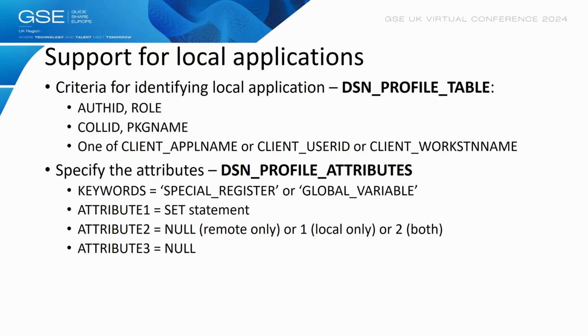The other table, DSN profile attributes, is a table which contains what you really want to do. So you can now have this keyword special register or global variable. In the column keyword, attribute 1 contains the set statement. And what has changed is attribute 2, because now you can specify whether this applies to remote application. So if it stays null, it applies only to remote applications. Or you can specify 1, which then means I want to have this applied only to local applications. Or you can specify number 2, which means for both remote and local.